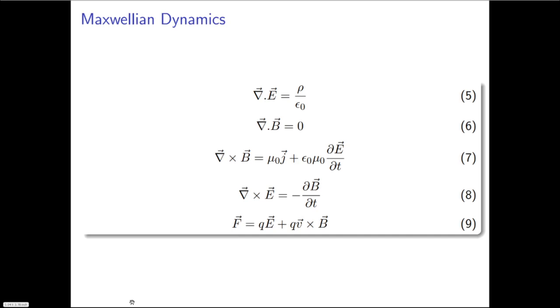And the final equation is your famous Lorentz force, which says that the force experienced by a particle in an electromagnetic field is given by the sum of the forces due to the electric field and the magnetic field. So F is equal to the force due to the electric field, that's qE, plus the force due to the magnetic field, that is q into v cross B. So these are the four Maxwellian equations along with the Lorentz force that give us a basic idea about how forces and particles interact with electric and magnetic fields in a given space.